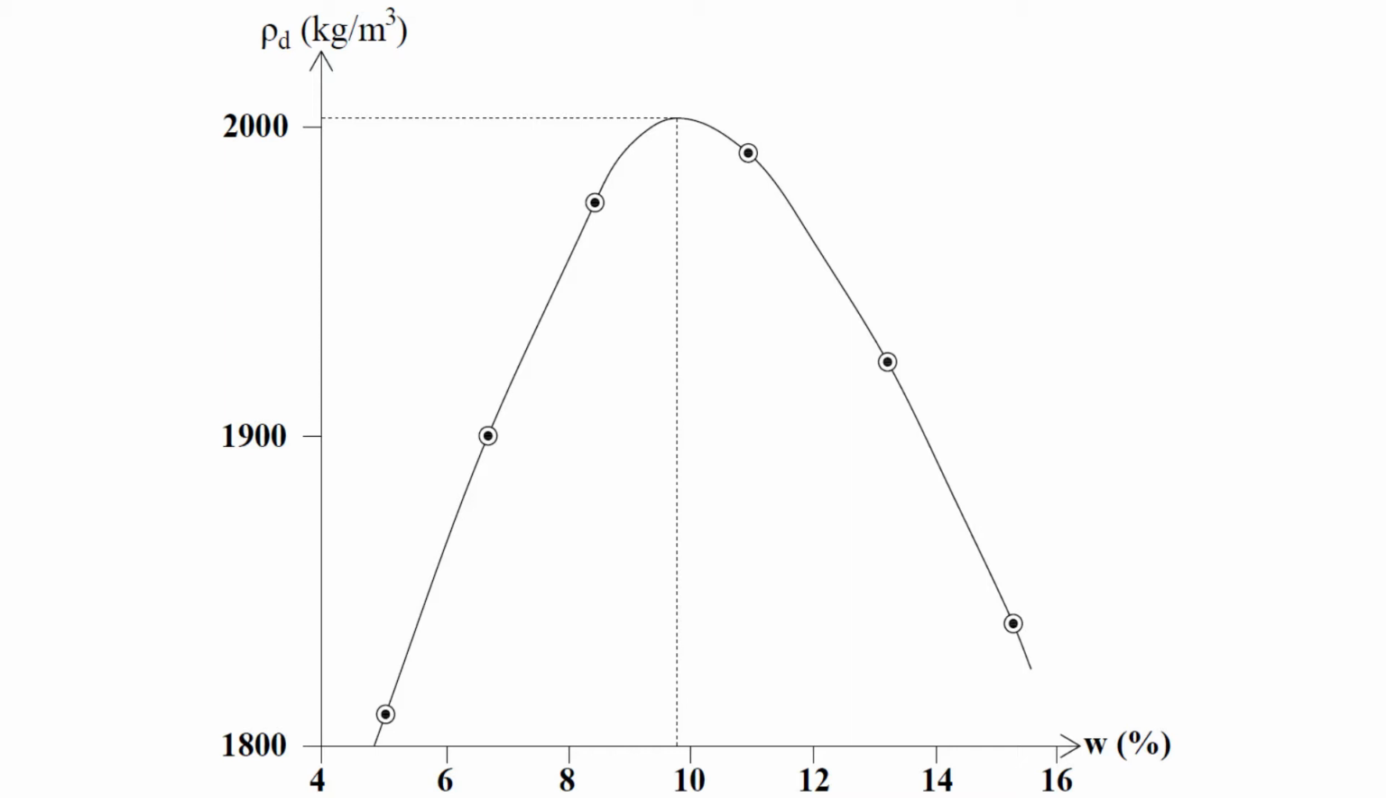If you draw these values on a dry density versus moisture content plot, it will look like this. You can see from the curve, it goes to a peak value and then it goes down with the increase of water content. So the maximum dry density you can easily find from the curve. That will come up as around 2002 kilograms per cubic meter, and the corresponding water content is your optimum moisture content. So your optimum moisture content will be around 9.8%.